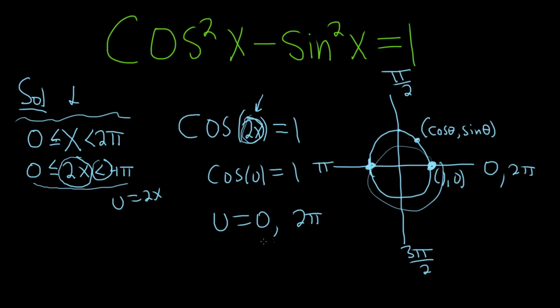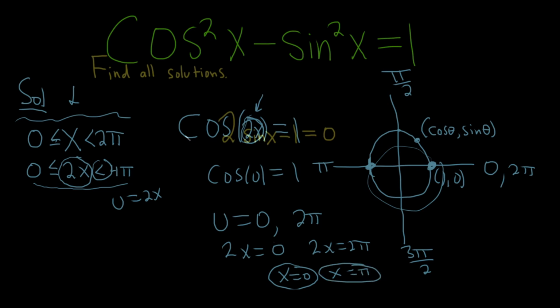And so that would mean that 2x is equal to 0, and also that 2x is equal to 2 pi. So that means that x is equal to 0 and x is equal to pi, right, dividing by 2. And that would be the final answer.